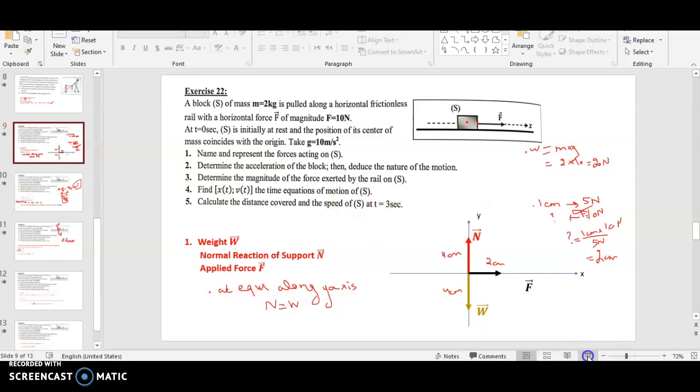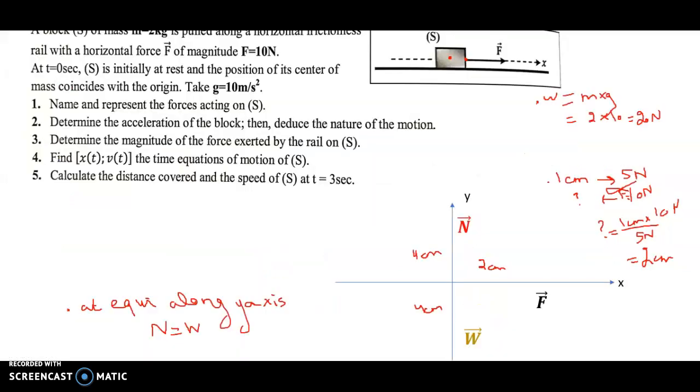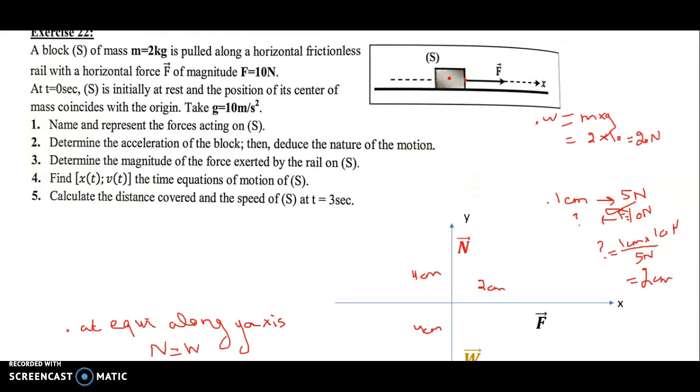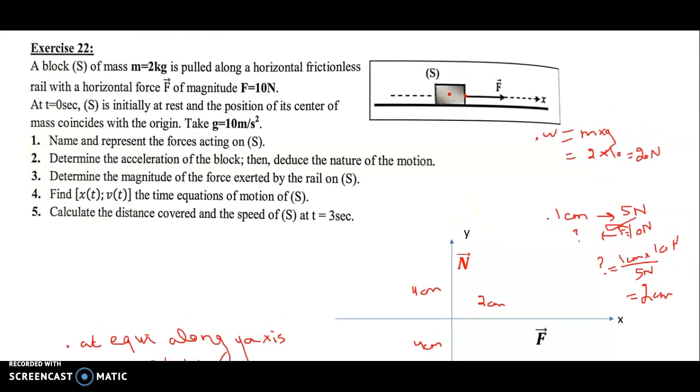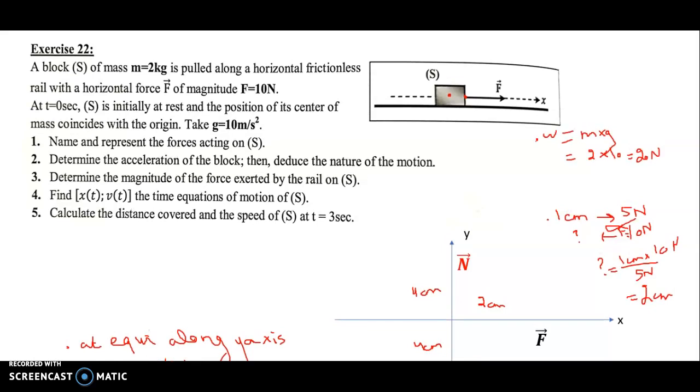Exercise 22. A block S of mass 2 kilograms is pulled along a horizontal frictionless rail with a horizontal force F of magnitude F equals 10 Newton. At t equals 0 seconds, S is initially at rest and the position of its center of mass coincides with the origin. Take g equals 10 meters per second squared. Now name and represent the forces acting on S.